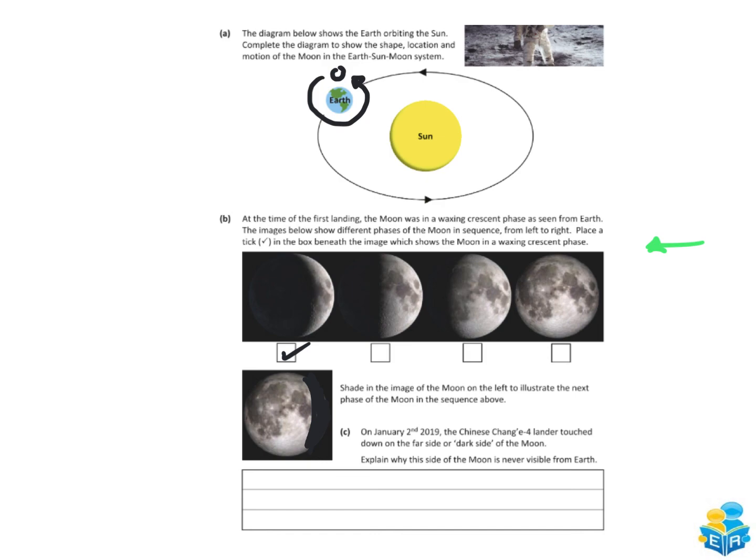On January 2nd, 2019, the Chinese Chang'e 4 lander touched down on the far side, or dark side, of the moon. Explain why this side of the moon is never visible from the Earth. So the moon rotates on its axis at the same rate it orbits the Earth. Okay, so it's much the same rate rotating on its axis as it is orbiting around the Earth, so that's why we never see the dark side of the moon. You actually needed both of those points for full marks. You need to mention the axis and you need to mention the orbit around the Earth as well.